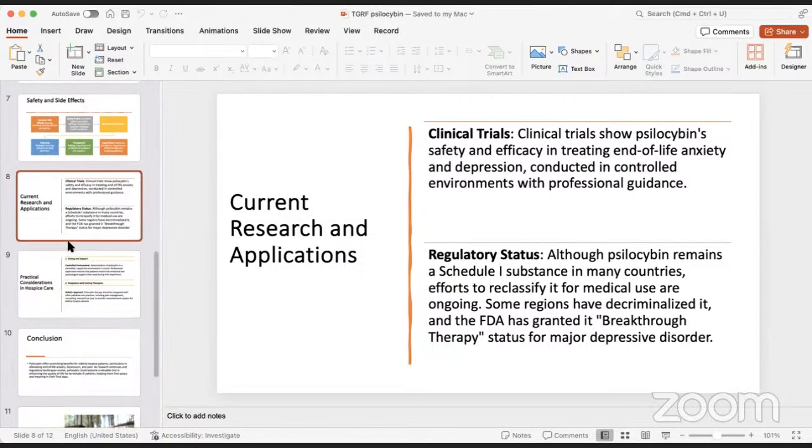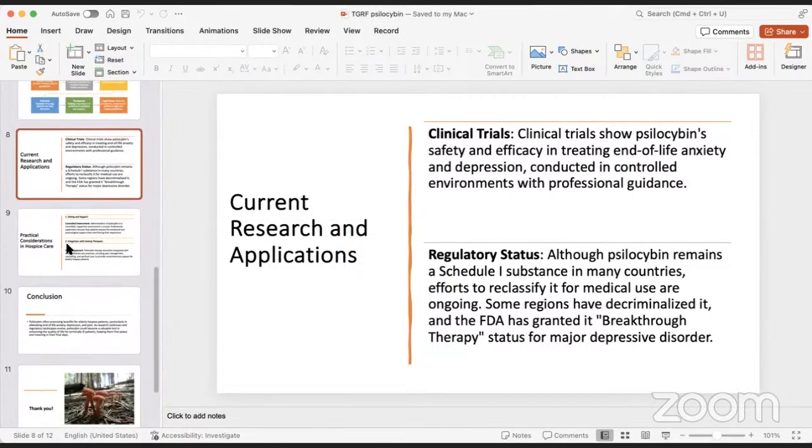Next slide. There is current research and application, which includes clinical trials. Of course, clinical trials show psilocybin's safety and efficacy in treating end-of-life anxiety and depression, conducted in a controlled environment with professional guidance. Regulatory status: although psilocybin remains a Schedule I substance in many countries, there are significant efforts to reclassify it for medical use. Some regions have decriminalized it, and the FDA has granted it breakthrough therapy status for major depressive disorder.